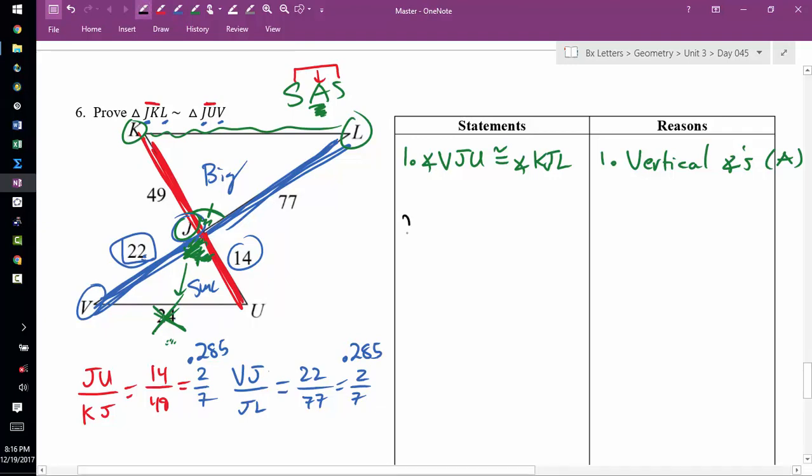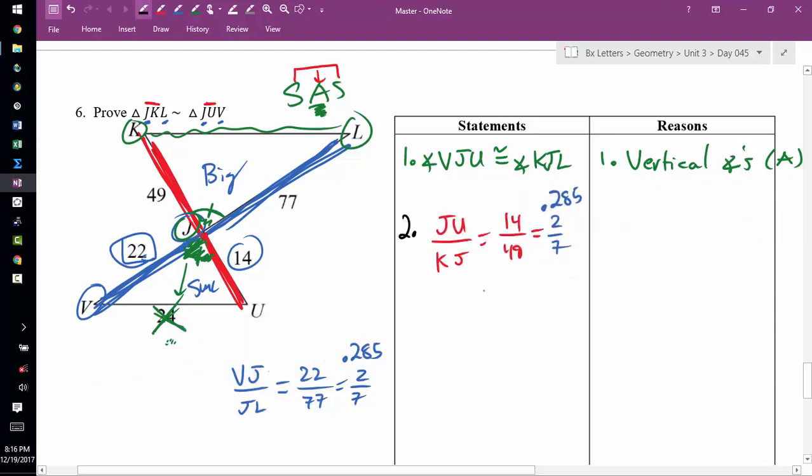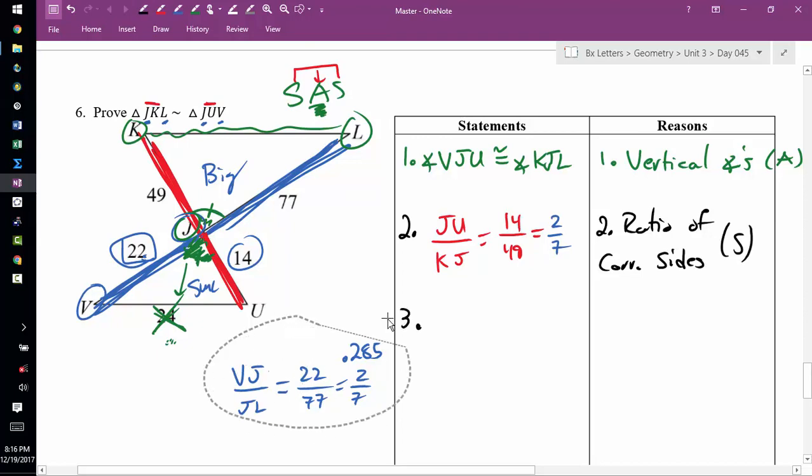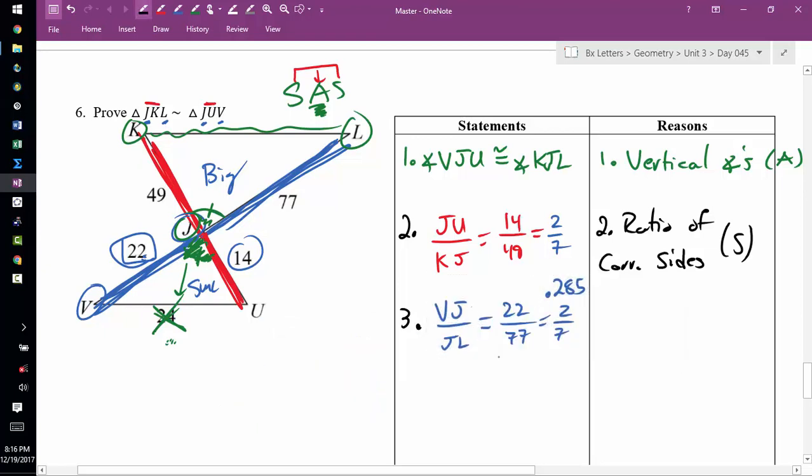And let's go ahead and write up our second statement, that I've got this comparison of sides with a ratio. I'm going to erase that. Why'd I do that? Well, that's a ratio of corresponding sides. My third fact will be this comparison of sides. Why did I do that? What's my reason? Well, I'm just making a ratio of corresponding sides.